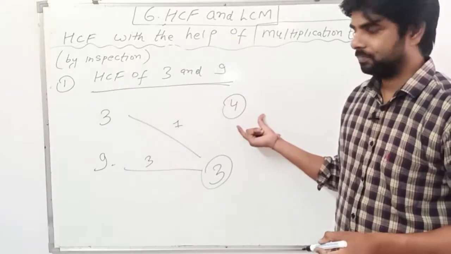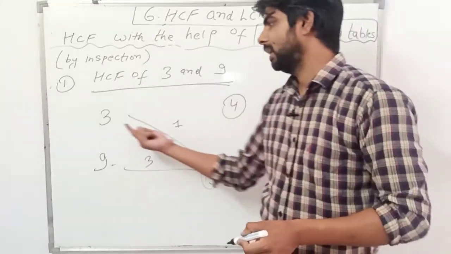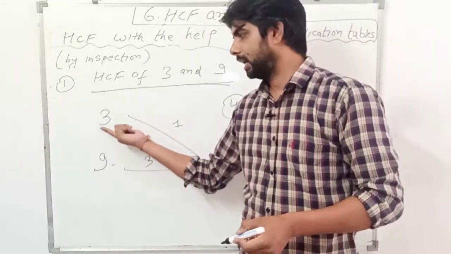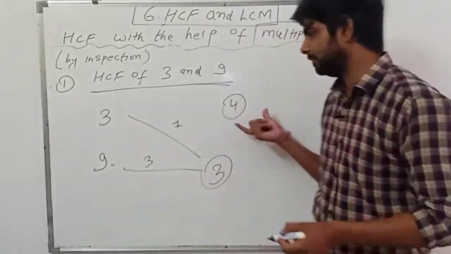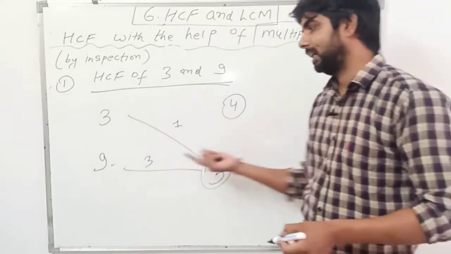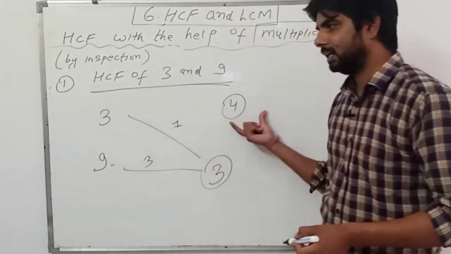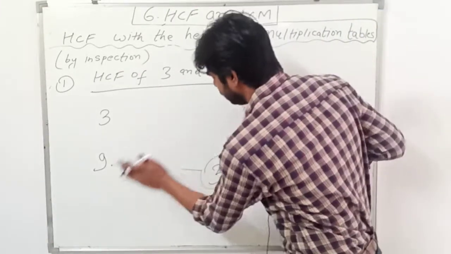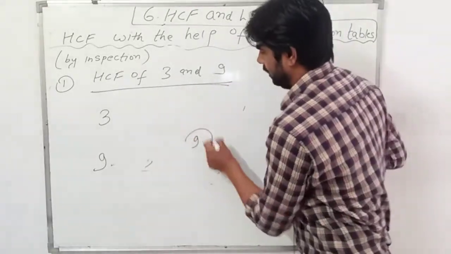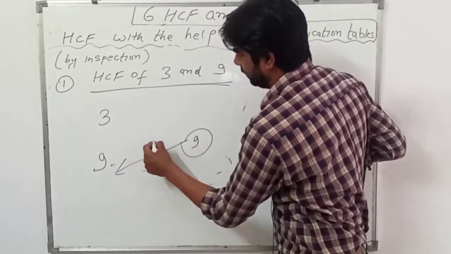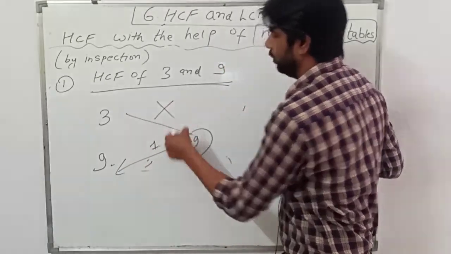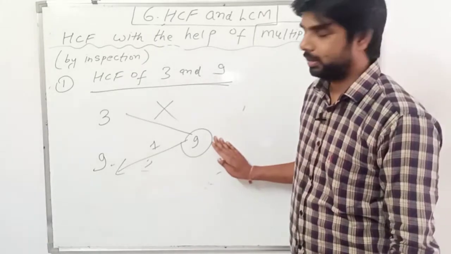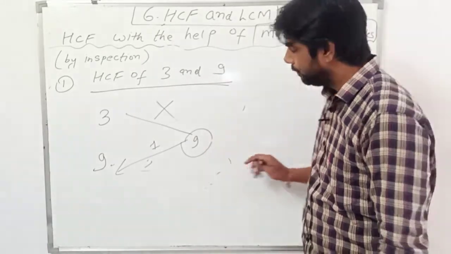Now we will take 5. In the table of 5, neither 3 comes, nor 9 comes. 6. In the table of 6 also, neither 3 comes, nor 9 comes. 7. In the table of 7, neither 3 comes, nor 9 comes. 8. No. 9. In case of 9, 9 comes. 9 1s are 9, but 3 doesn't come in the table of 9. That means 9 is not the highest common factor.